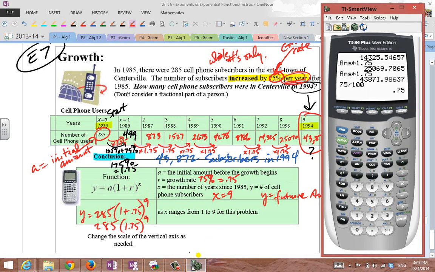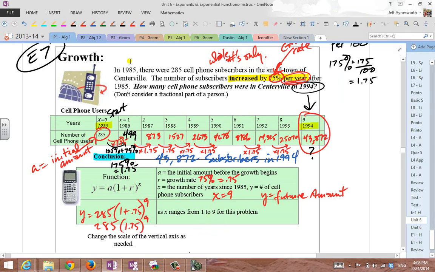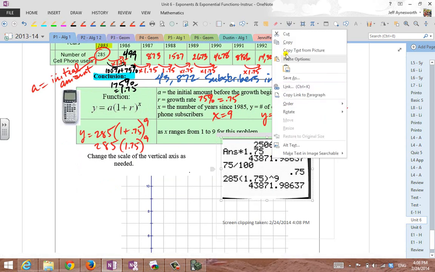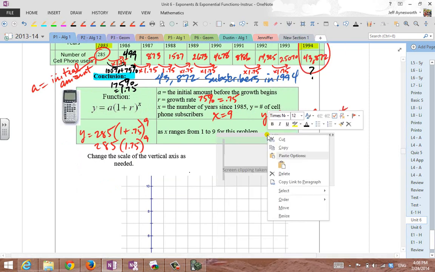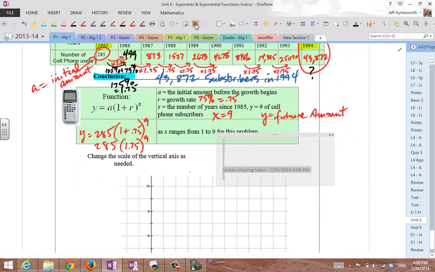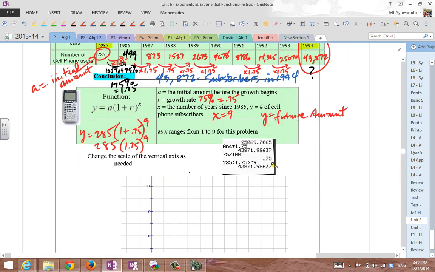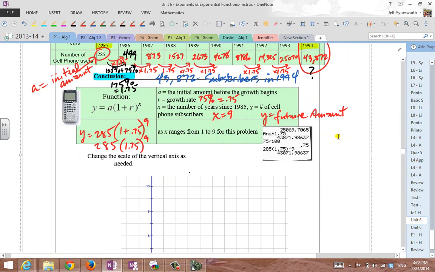So let's bring the calculator back. Let's take 285 times the quantity of 1.75 raised to the 9th power. And I hope to God it's the same. And it is. You compare the values right here. So let's capture that screen image right here. Gotta love this technology here. You can just take what you need and clip it on in here. Give me a second here. There we go. So that's what the calculator was giving us right here.